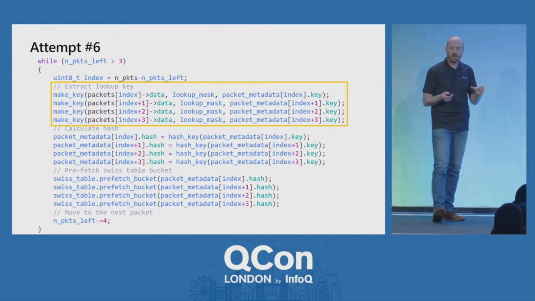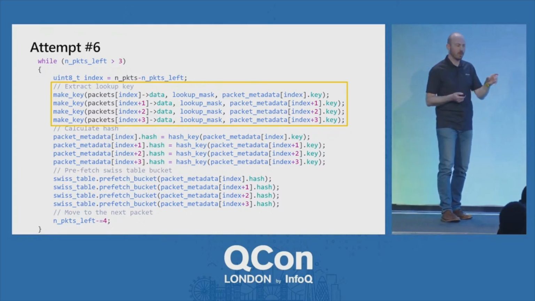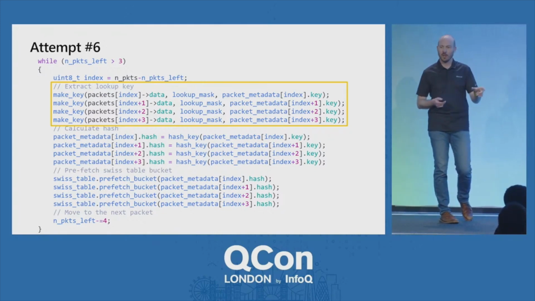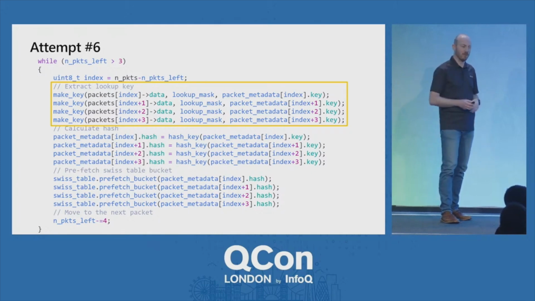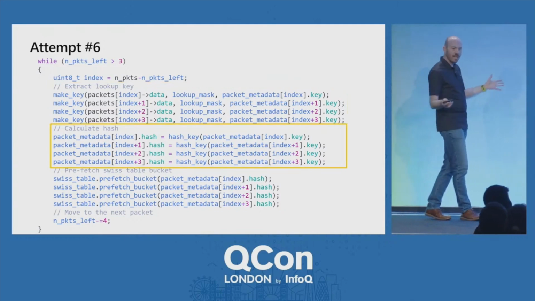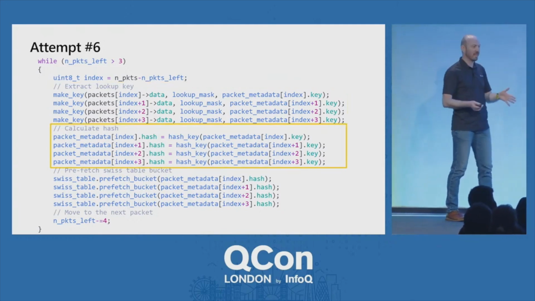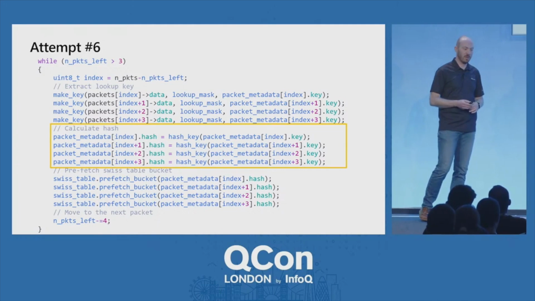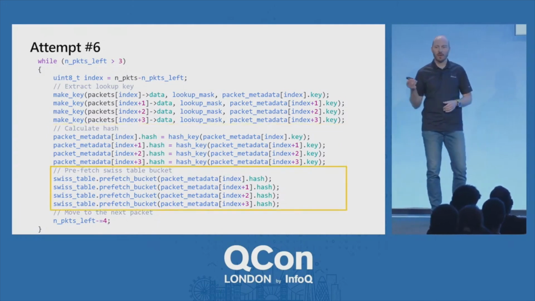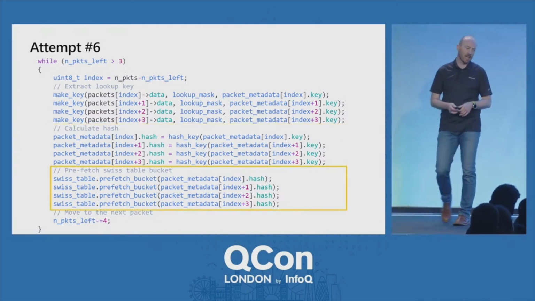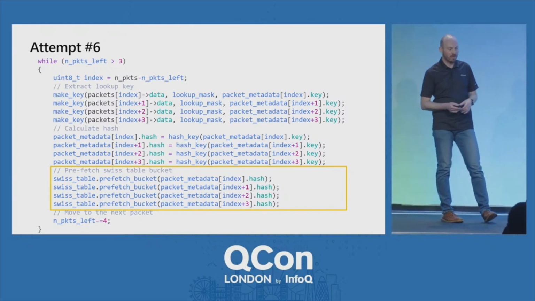But actually, the code is very similar to what we had before. We're extracting the lookup key, but we're extracting it 4 different times for 4 different packets. We're then calculating the hash, again 4 times for 4 different packets. And then finally, we're prefetching the Swiss table memory that we need, 4 times through.